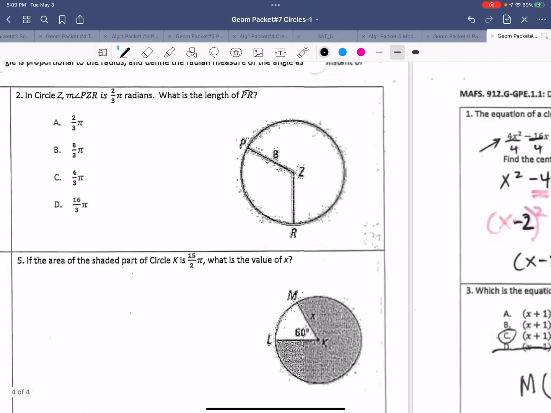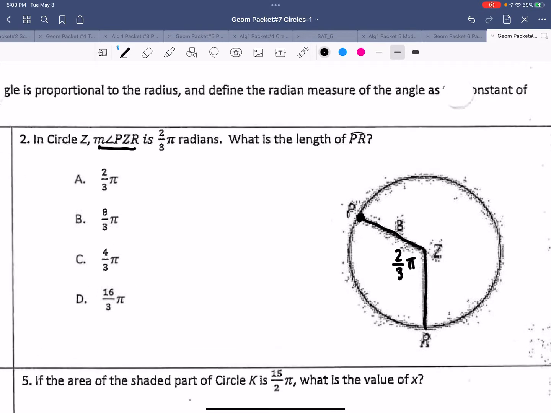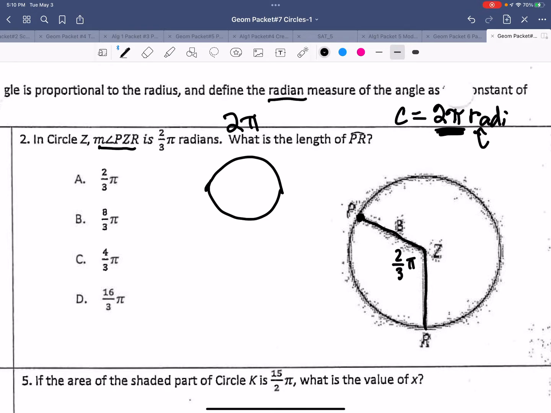Nice. Okay, let's look at question number 2. It says in circle Z, the measure of PZR is 2 2/3 pi. Okay, so let's review what a radian is. A radian is all that would be pi, and all the way around is 2 pi. Why? Because we define circumference as 2 pi r. So we define all the way around as 2 pi radians.